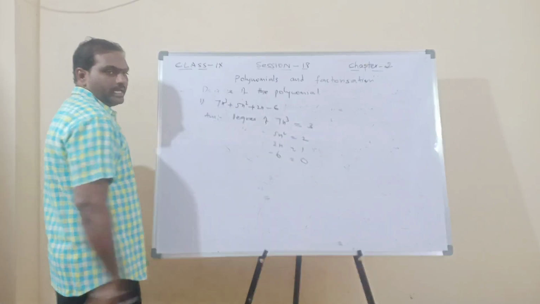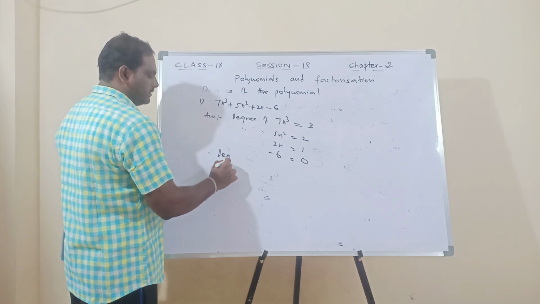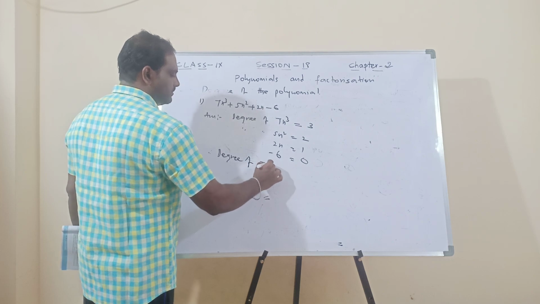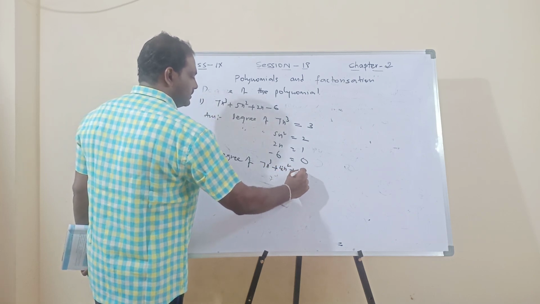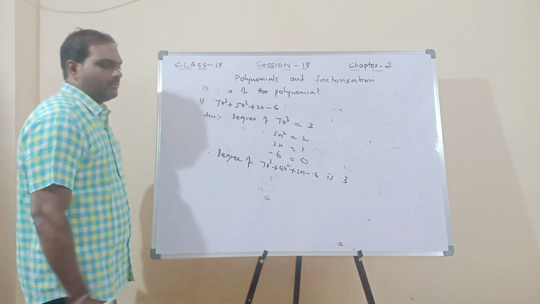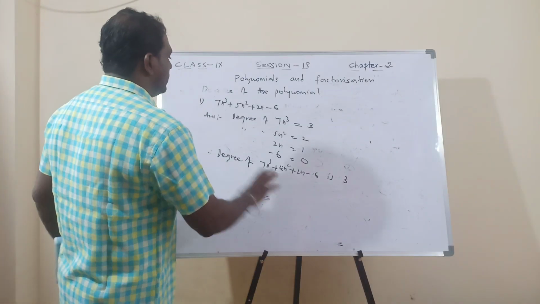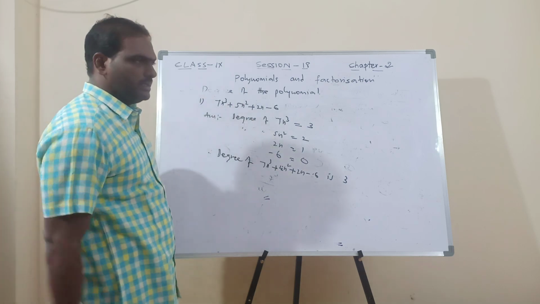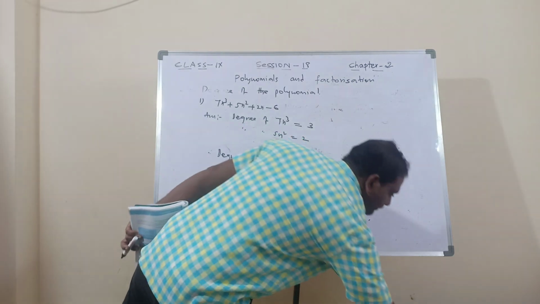So among these, what is the highest? 3. So therefore the degree of 7x cube plus 5x square plus 2x minus 6 is 3. What is the highest, you have to find. That is the degree of that polynomial. Okay. So don't bother about the symbols here. It may be plus or minus. It's not an important one. We have to check the powers.